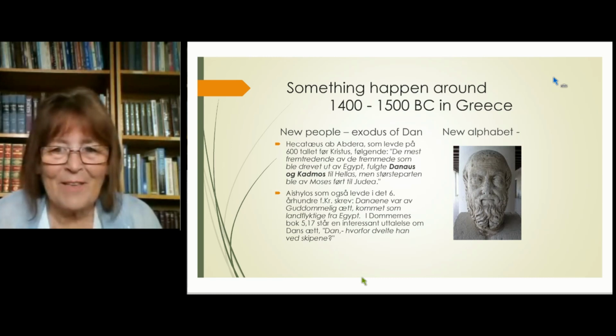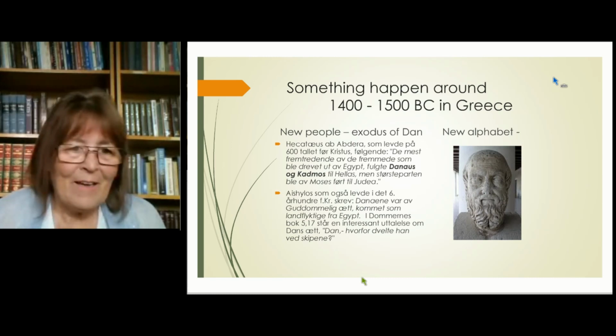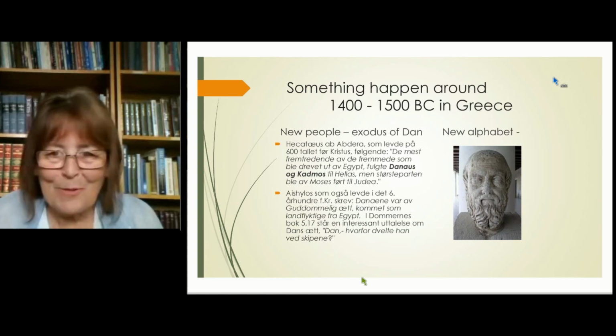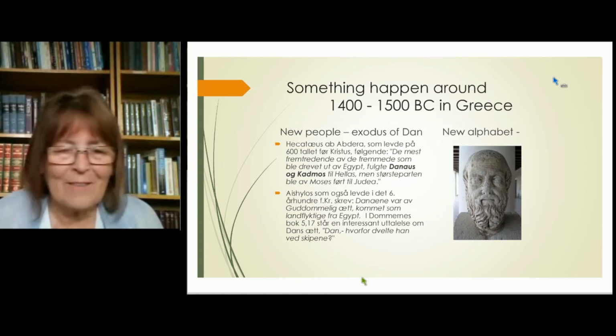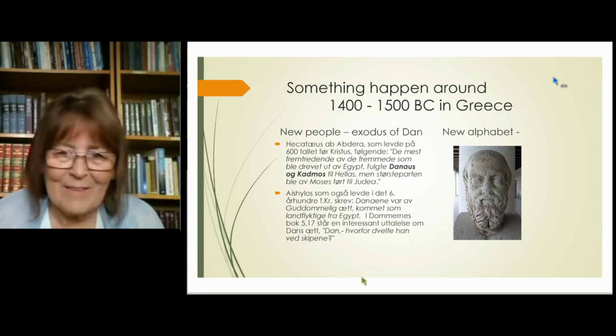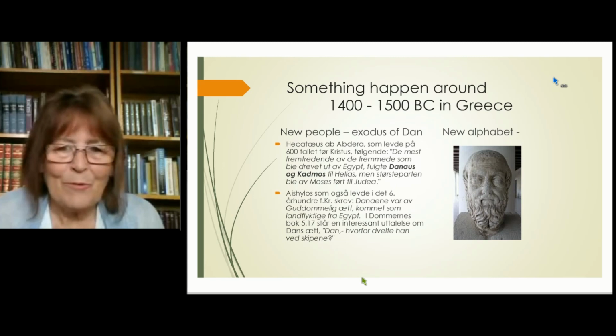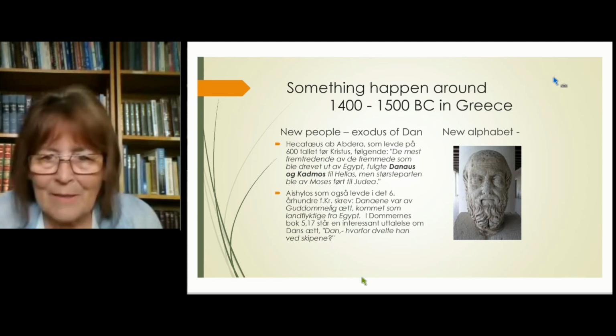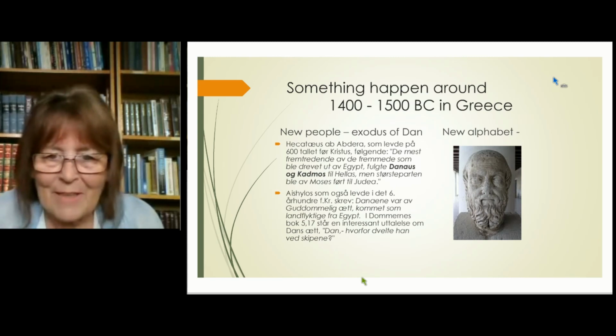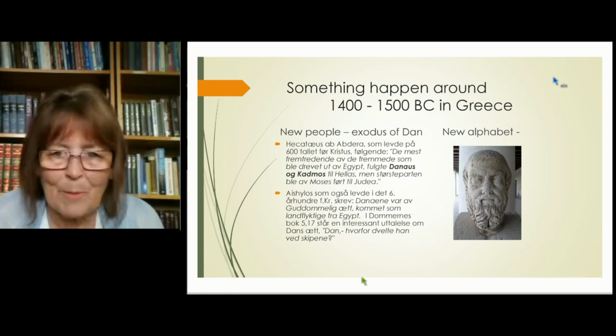We have the Exodus. And I think I have told some people before, maybe not everybody, but Dan has his own Exodus, because he ran away in the middle of the slavery, say the historians. Some of the Danites ran away from Goshen. And here is what it says in Norwegian, but I have to translate it to English. It's this man here called Hecataeus of Abdera.